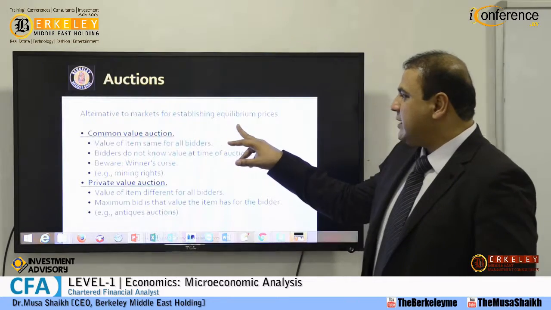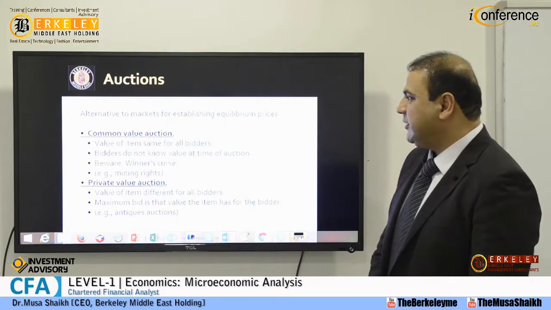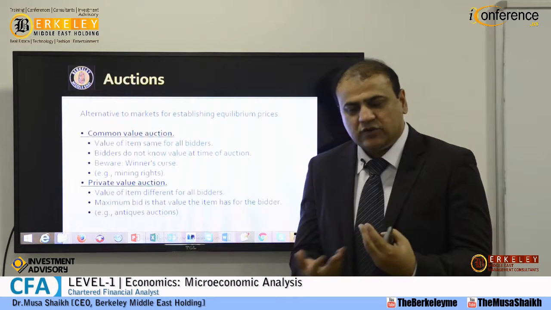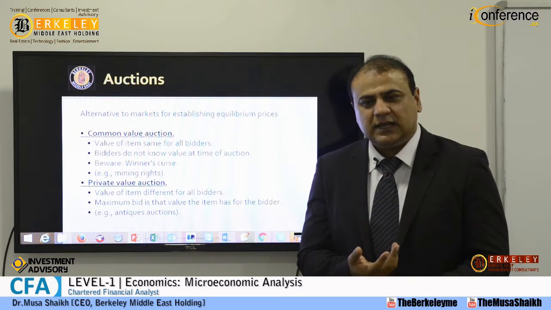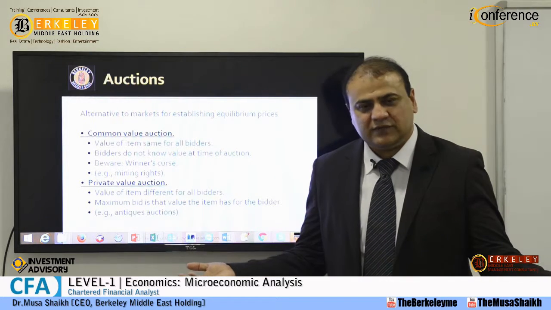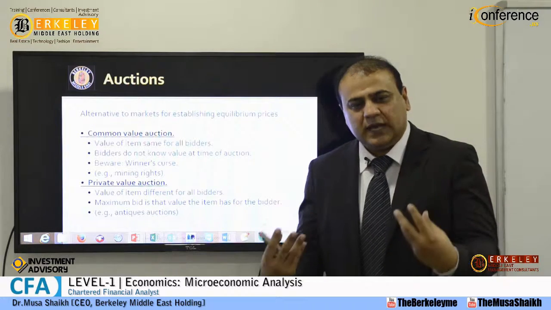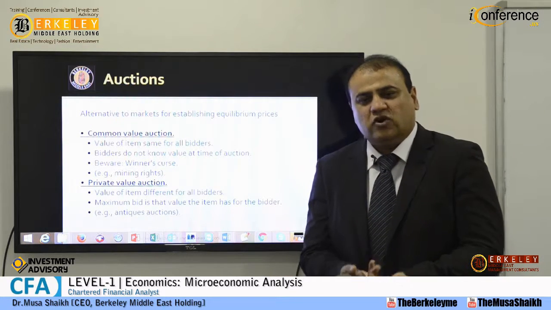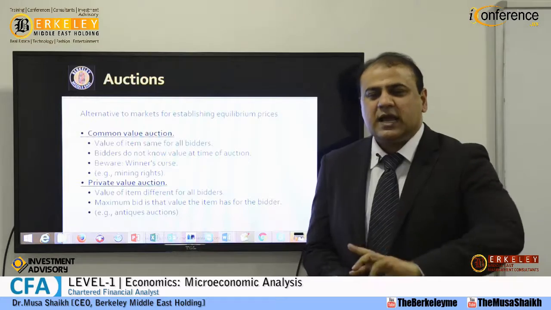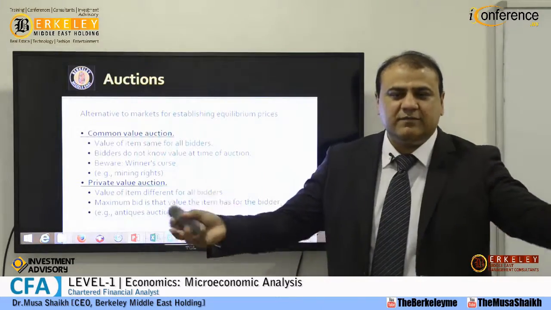It says alternative market for establishing equilibrium prices, because we're talking about demand and supply, and an auction is the open example of it, because there is a supply, there is someone who wants to auction his items, and there are prospective buyers who want to buy this. So this is a best example.